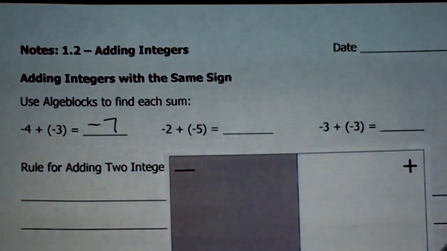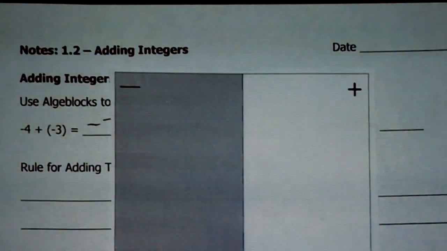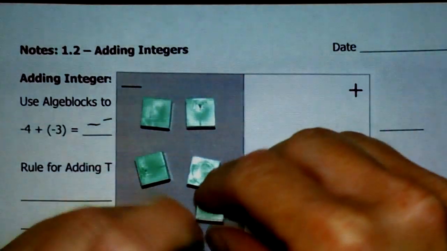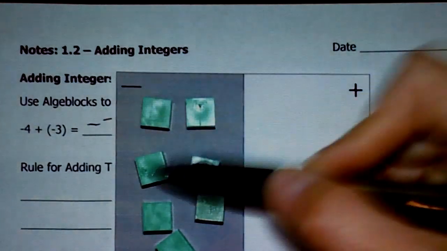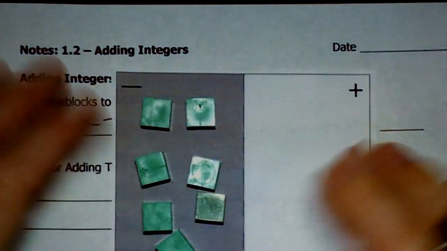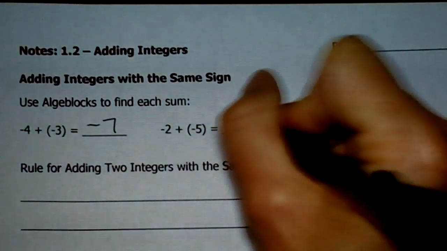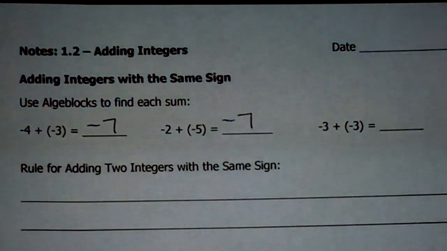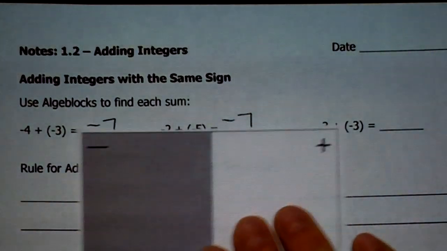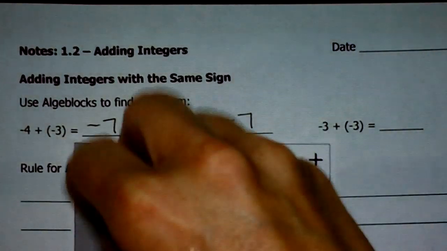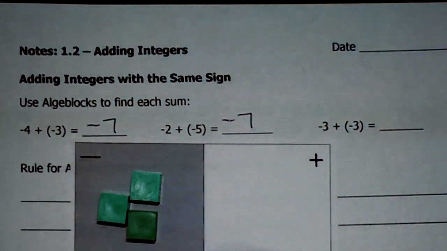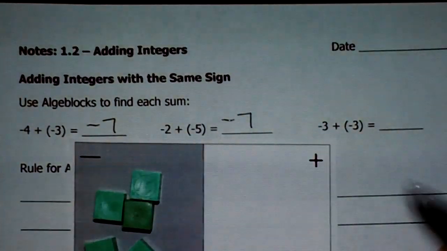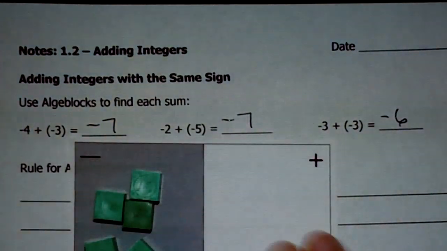All right, next one is a negative 2 plus a negative 5. That would mean 2 negatives plus 5 negatives, which gives me 1, 2, 3, 4, 5, 6, 7 blocks on the negative side of the mat, which is also a negative 7. And the third example here, I have a negative 3 plus a negative 3. So using this algeblock mat, negative 3 looks like that, plus another negative 3 looks like that, and all together you have 1, 2, 3, 4, 5, 6 negatives. It's on the negative side of the mat.